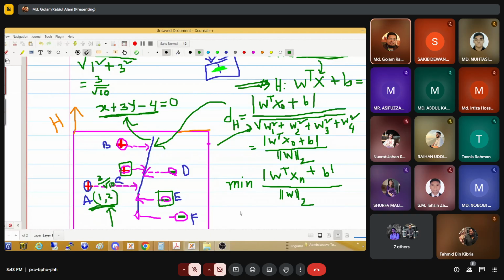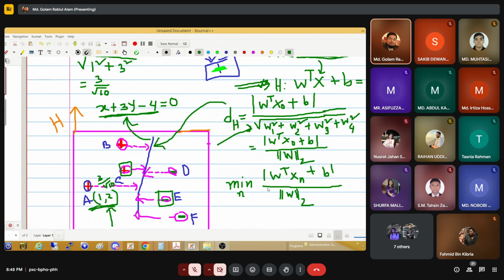Okay, norm 2. So this is minimization, but minimization over what? Minimization over n. So we have to find out the data point, that is the n, with minimum distances. So this is the minimum distances. So what will we get from here? We will get the support vector. Okay? We will get the support vector.